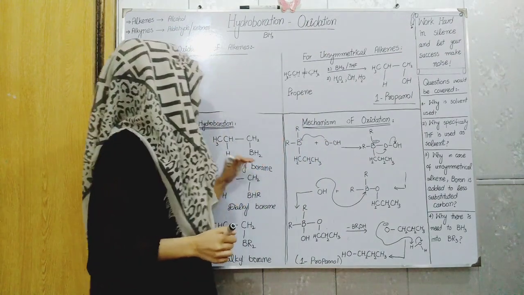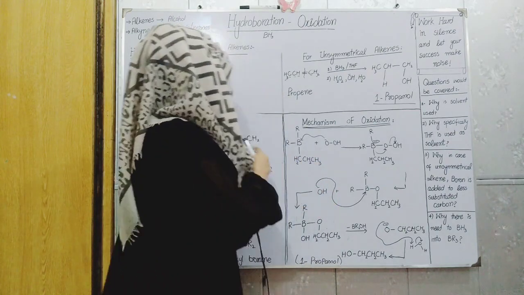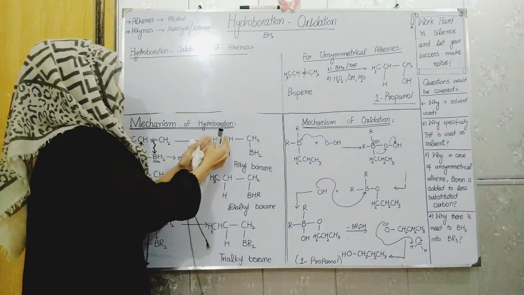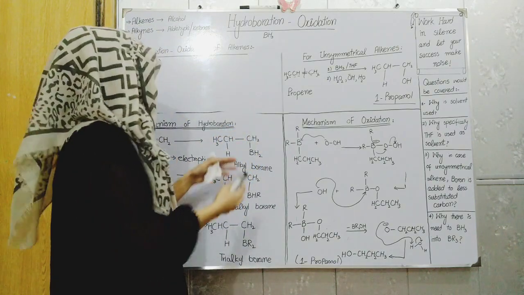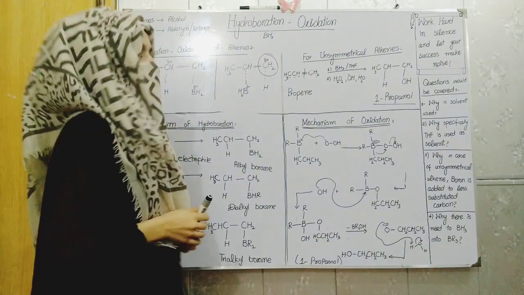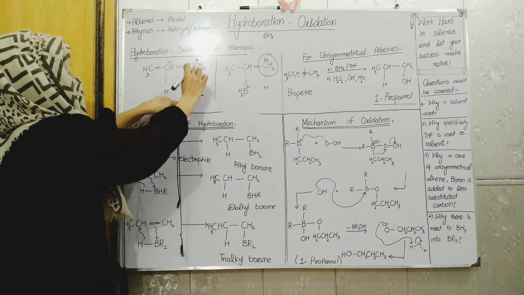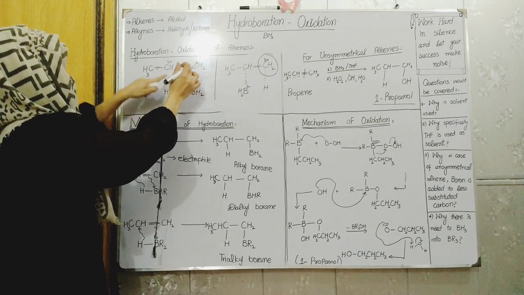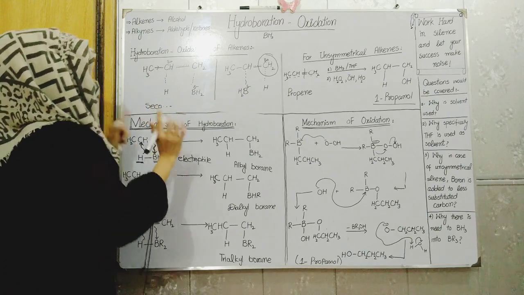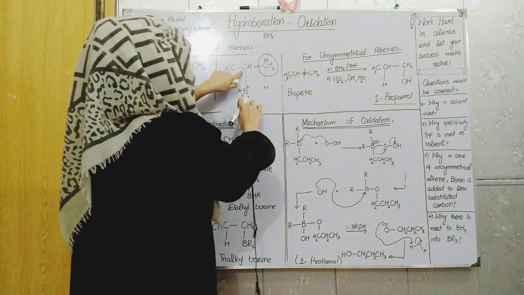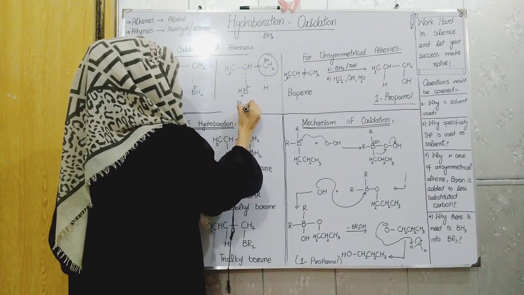So the answer to this question is that there are two reasons. The first reason is that the less substituted carbon provides more space for the boron group to attach with it as compared to the more substituted carbon. The second reason lies in the transition state. If the boron atom is attached to that carbon which is less substituted, then the partial positive charge is on the secondary carbon. And if the boron group is attached to that carbon which is more substituted, then the partial positive charge is on the primary carbon.